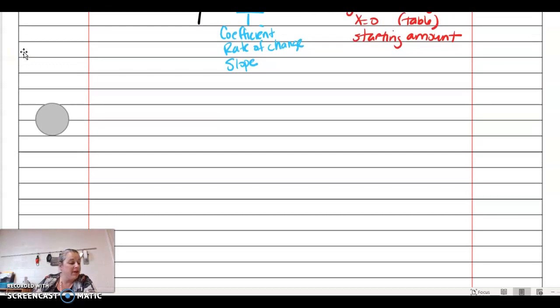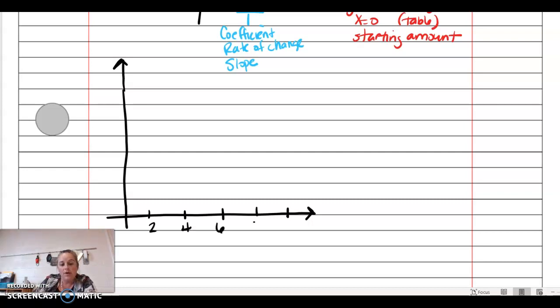Okay, so now that I have that, we should be able to write an equation for a graph if you were given one. And I think you're going to get some IXL skills that are going to have you do that. So let's practice with a graph here. Okay, I'm going to go by 2's on the x-axis. Okay, and then let's go by 5's on the y-axis.